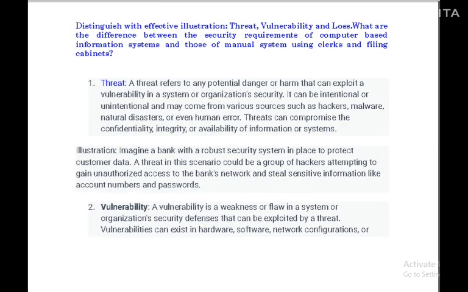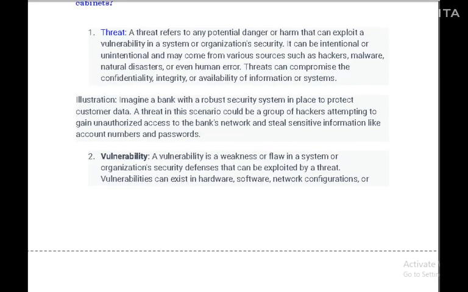Let us now continue to the third question. In the third question, they have asked you to distinguish between threat, vulnerability and loss, and what the differences are between them, and later we have to differentiate the security requirements of a computer-based information system and a manual system. So let us continue to this topic.